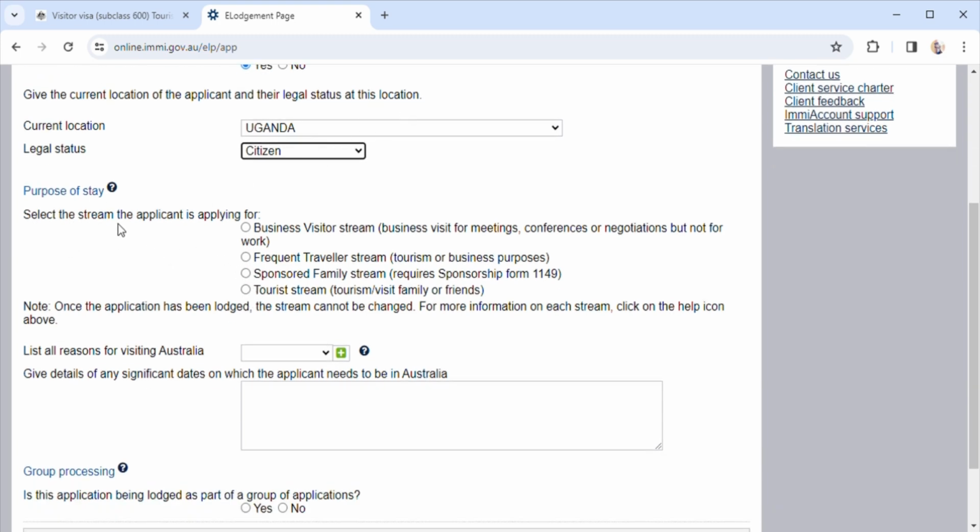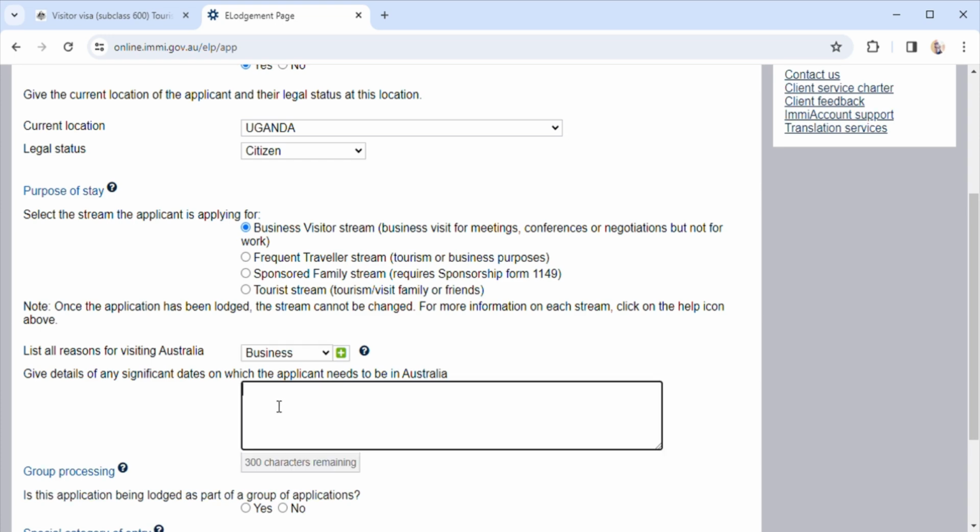Select a stream the applicant is applying for. They are showing you the first one, the second, the third one. You choose the one that fits you. There is the business visitor stream, for meetings, for those going for conferences or any event. You click here, business, the first one. List of all reasons for visiting Australia. You may say business. Then give details of any significant dates on which the applicant needs to be in Australia.